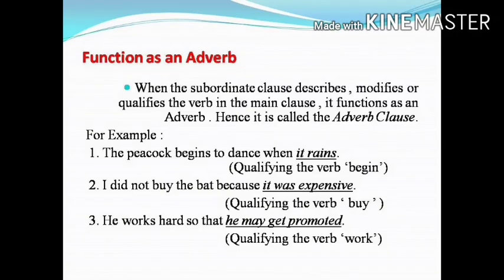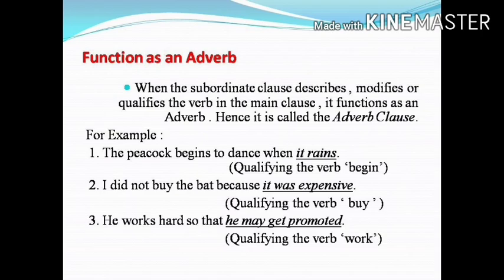In the same way, you see, when the subordinate clause describes or modifies or qualifies the action in the main clause or the verb in the main clause, it is working as an adverb. In the part of speech, we call the word an adverb when the word describes or qualifies or modifies the verb or action. In the same way, when the subordinate clause modifies or qualifies or describes the verb, the action in the main clause, it is working as the adverb clause.